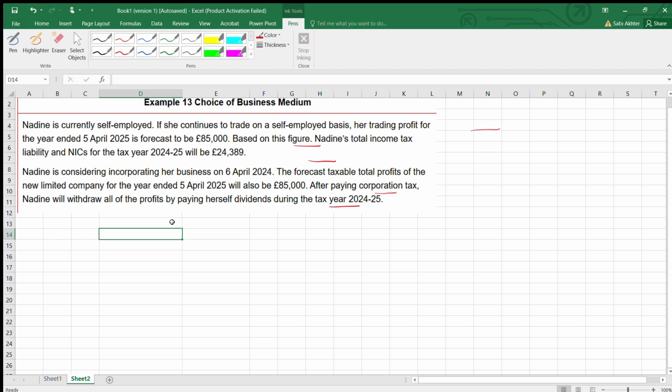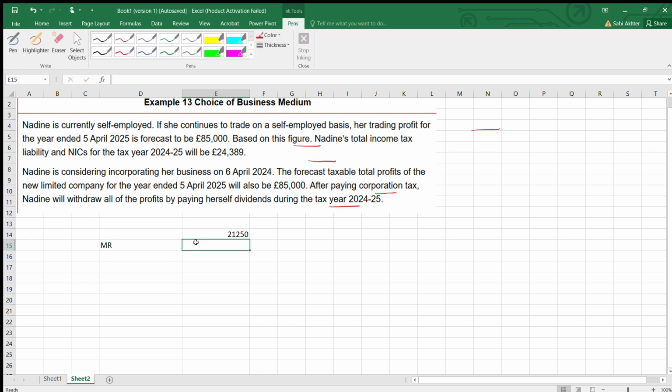And remember, this 85,000 is between the lower limit of 50 and the upper limit of 250, so you are eligible for marginal relief. Okay, so now 85,000 into 25%. Now marginal relief, MR, you have to deduct. How are you going to calculate the MR?